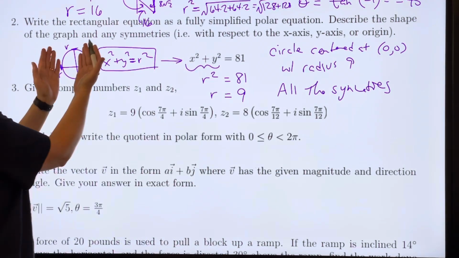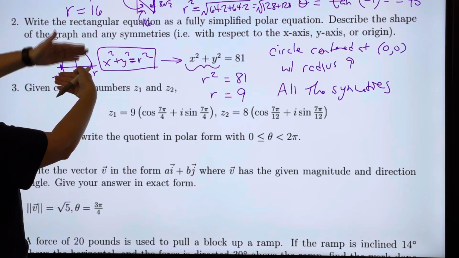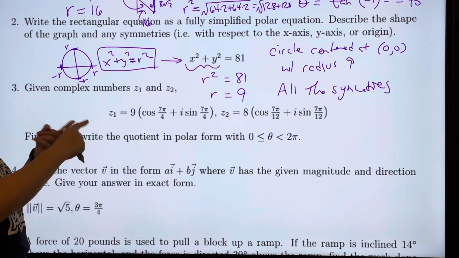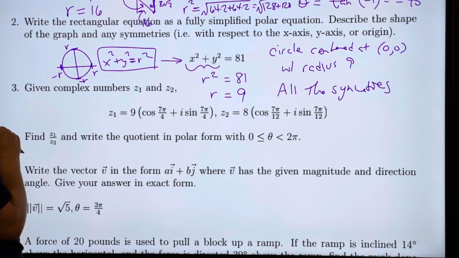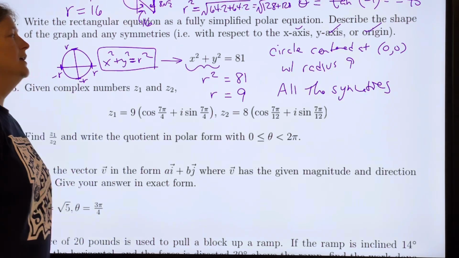Right? I could fold it in half this way and it would fall on itself. I could turn it 180 degrees upside down and it would fall on itself. It has origin, x-axis, and y-axis symmetries. So check, check, check. It has all of them.